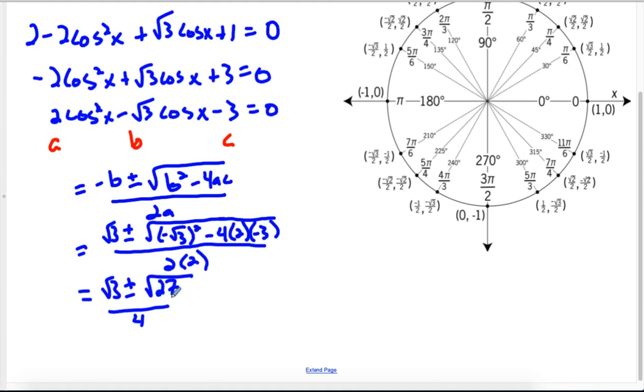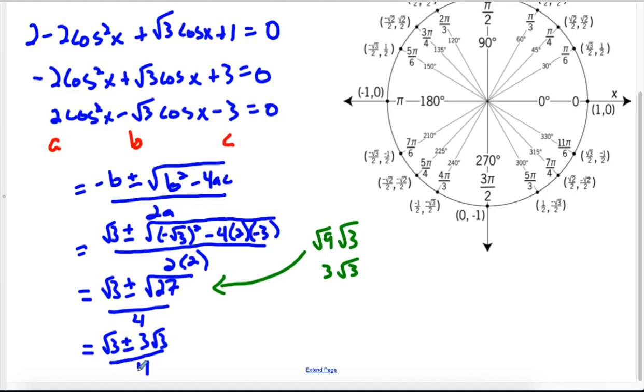And I can actually simplify this radical a little bit. I'll do it off to the side here, this square root of 27. If I look for the largest perfect square that divides evenly, that would be 9, right? So I can actually make this 3 times the square root of 3. So I've got the square root of 3 plus or minus 3 times the square root of 3 all over 4, right? Now, I did not write down what this was all equal to over here.